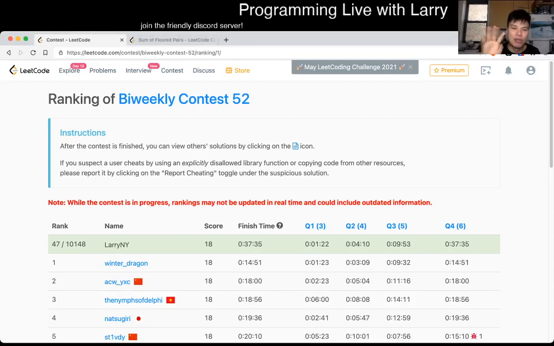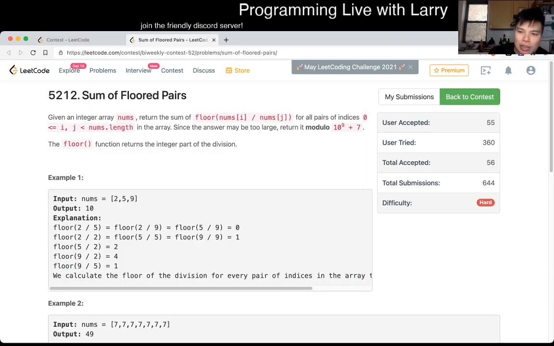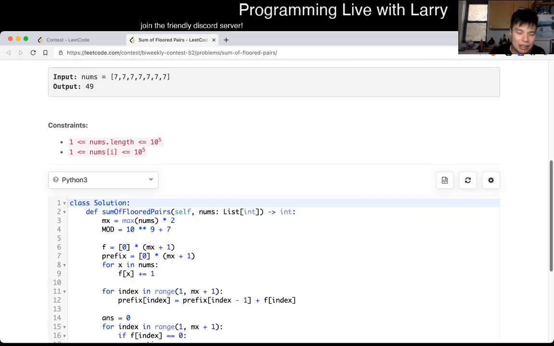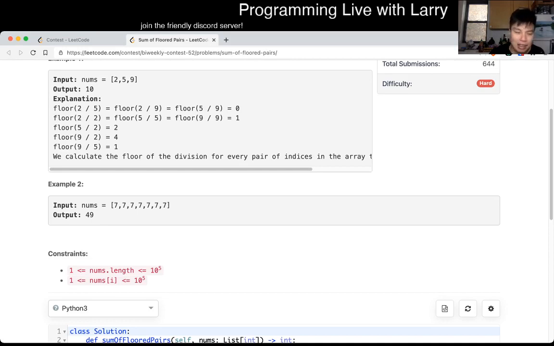This is me going with Q4 of the bi-weekly contest 52, sum of the four pairs. This one is kind of tricky, especially with the mod, and I had to make sure I get the mod right. But the key thing to notice is that the biggest number is going to be 10 to the 5th, which means the slowest is going to be max log max, or n log n, given that n is also 10 to the 5th.